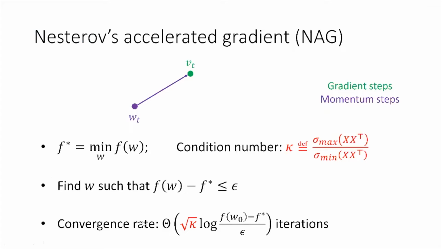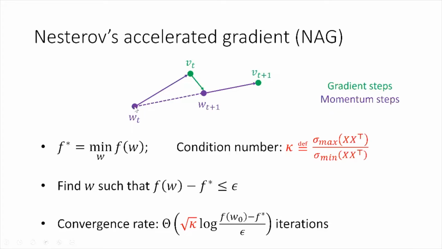Okay, so in Nesterov's accelerated gradient, we have two iterates, W_t and V_t, whereas in gradient descent we only had one iterate, right? And also there are two kinds of steps. From V_t, we take gradient steps, and this gives us W_{t+1}. And from W_{t+1}, we take a momentum step, which is basically, we look at how W_t has changed to W_{t+1}.